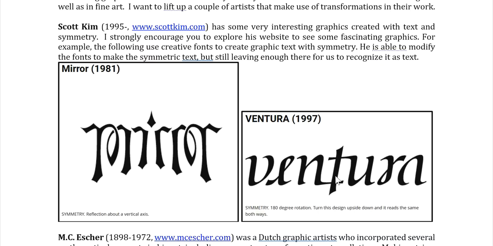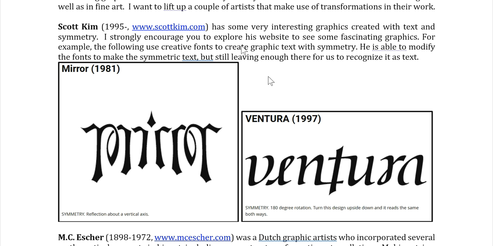This one says Ventura. Hopefully you can still recognize that as saying that word. But there's a center point right in here somewhere that if you rotate this 180 degrees, clockwise or counterclockwise, it reads the same both ways. Reads this way, Ventura, or rotate it around, it reads the other way.